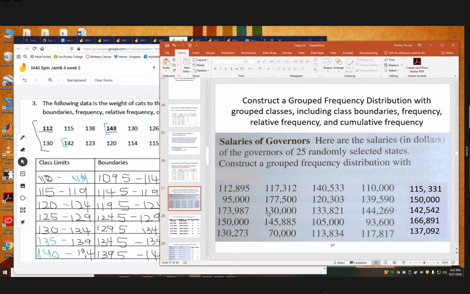Okay, so I'm going to open up rooms, and like I said, the first 3 minutes or so, everyone do your own class limits, and then compare first before you guys go forward. Okay? Great.